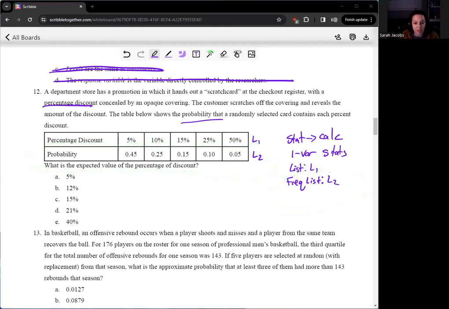This one only has 5 items, so I'm just going to do it by hand. I'm going to take the probability and multiply it by the percentage discount. I'm just going to leave the percents as whole numbers. And then I'm going to add that to the probability of getting a 10% discount multiplied by 10, probability of getting a 15% discount multiplied by 15, and the probability of getting a 25% discount by 25, and as you guessed it, probability of getting a 50% discount multiplied by 50.